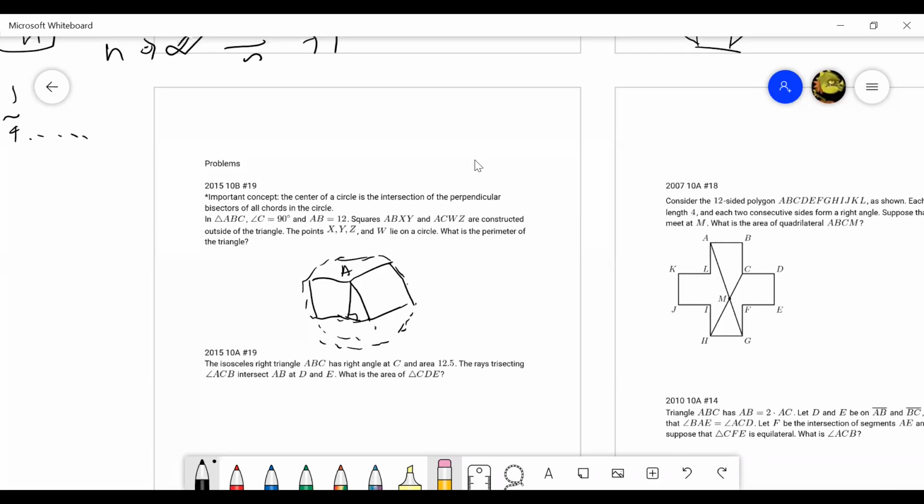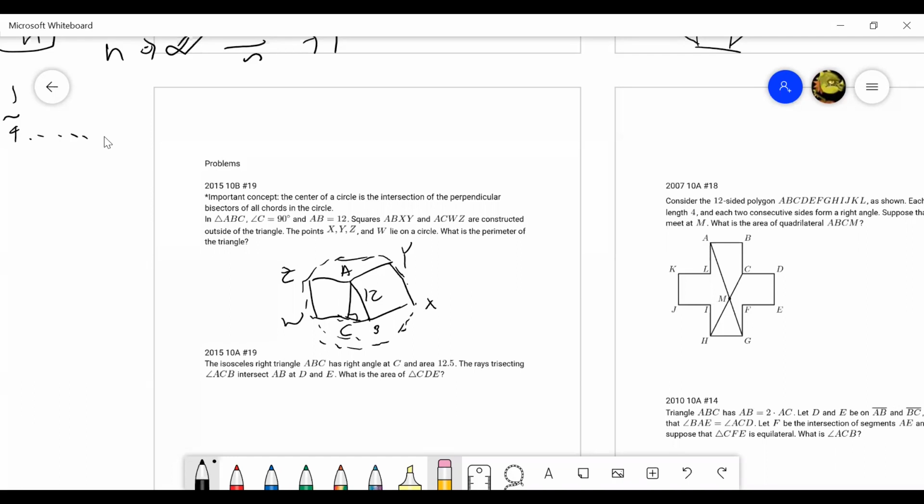So if this is A, this is B, this is C, AB, X, Y, AC, W, Z. And so you're given that everything is on the circle and that's it. What's the perimeter of the triangle? So to find the perimeter of the triangle, you have to find one of the side lengths AC or BC, because you know AB and you have a right angle. So you can use the Pythagorean theorem once you know one other side length.